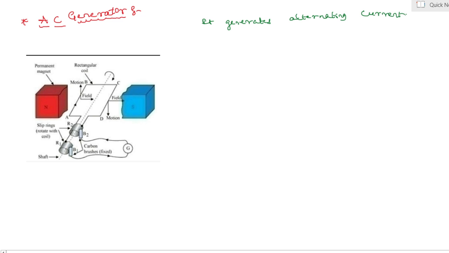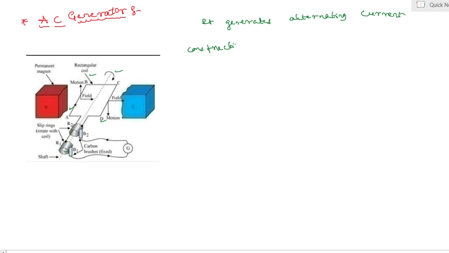My dear students, let us see the construction of an AC generator in the diagram. Here a permanent magnet is placed. In between the permanent magnet, a rectangular coil is placed, named A, B, C and D. Here are the rings R1 and R2 and brushes B1 and B2. Carbon brushes are used here, B1 and B2, and one shaft.